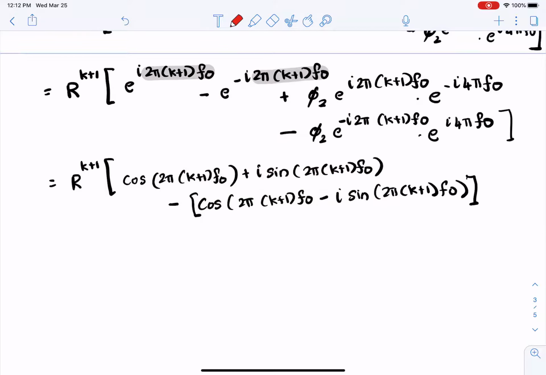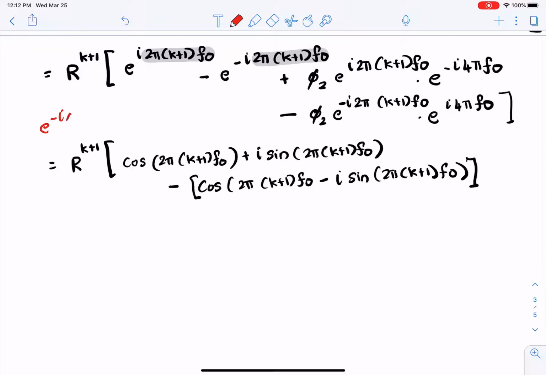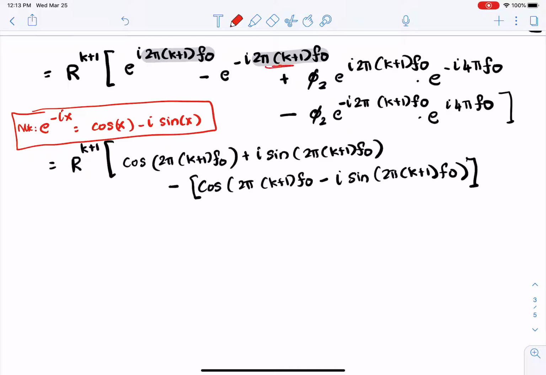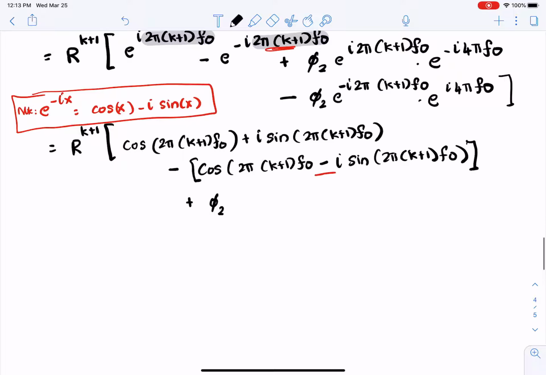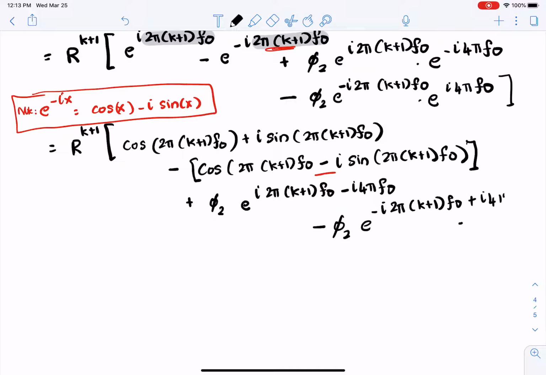Something to note here, Euler's formula also states that e raised minus ix is simply cosine x minus I sine x. So that is a side note, because the second term right here has a minus in the exponent, so I'm putting a minus there. And as we go, we have phi 2. We can combine the exponentials and write it as e raised I 2 pi k plus 1 f naught times e raised minus I 4 pi f naught minus phi 2 e raised negative I 2 pi k plus 1 f naught plus I 4 pi f naught.